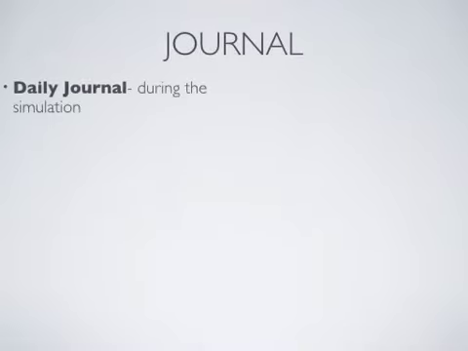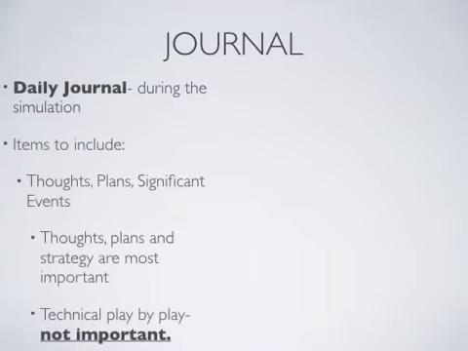The journal. Every day you have to do a journal for each country that you have. Items include your thoughts, the plans you're making, and significant events. Thoughts, plans, and strategy are the most important. Technical play-by-play, like "we moved this amount of troops into this zone and these were killed," we don't want to hear that kind of stuff. This is kind of a story that we want you to create of exactly what happened in the simulation.